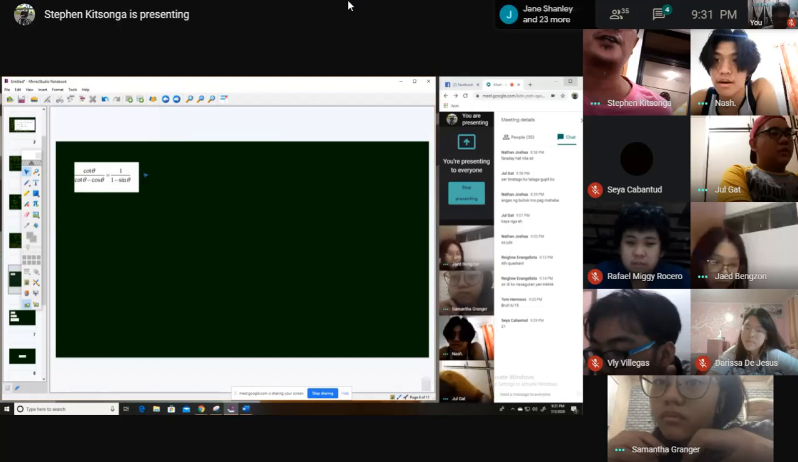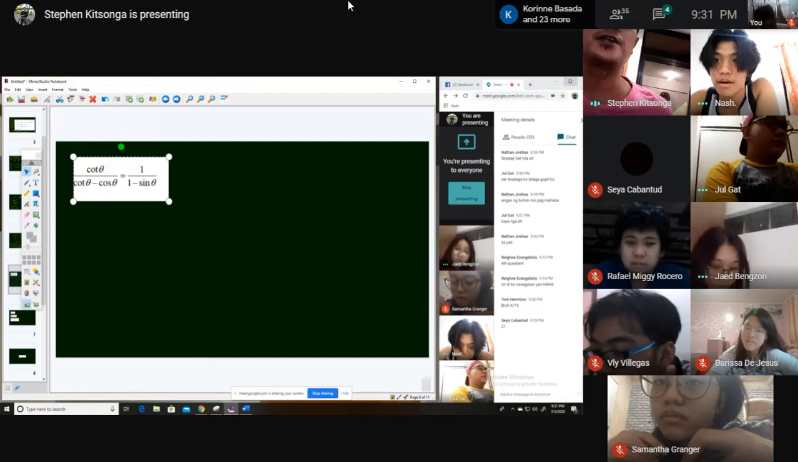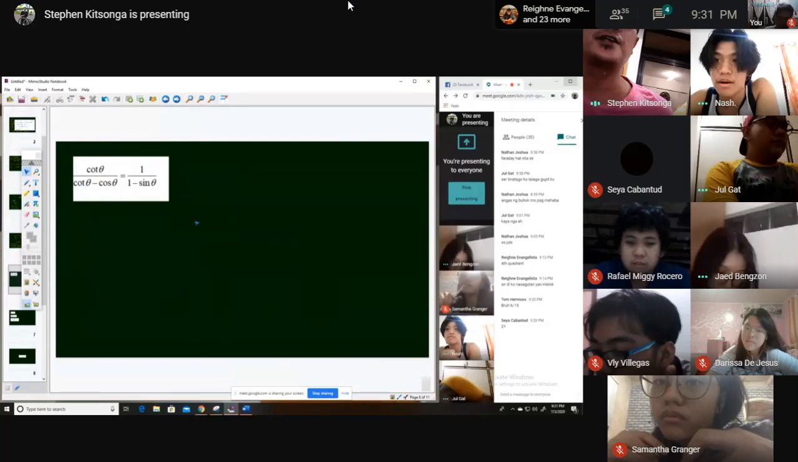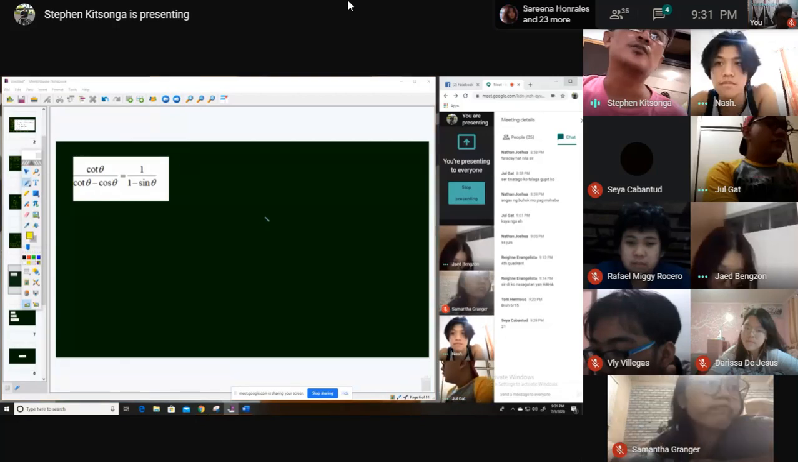Okay, guys, look. Cotangent over cotangent minus cos over equals 1 over 1 minus sine. The unwritten rule in this topic of proving identities is that you cannot cross multiply. Okay? What you can do is manipulate one side and try to make it look like the other side. Or you can even do both sides and try to make them look the same. And of course, as a hint, you will manipulate whichever side looks more complicated.